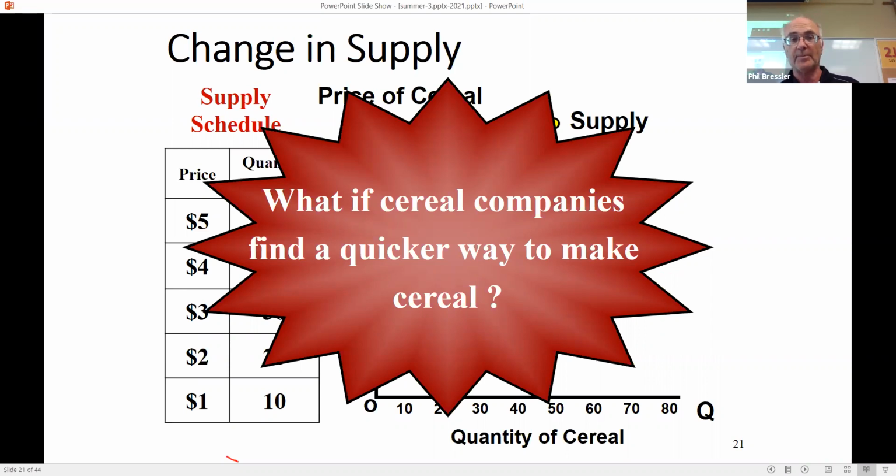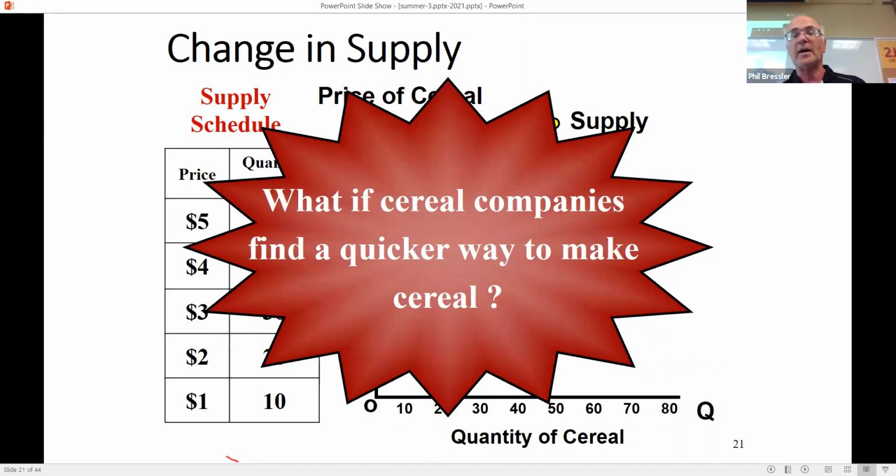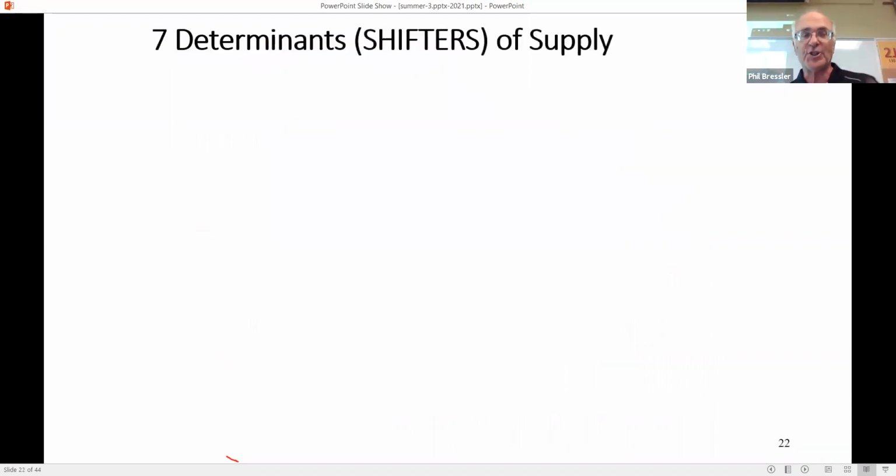What if cereal companies find a quicker way? That would shift supply right. Now I'm giving you the 7 shifters of supply, the only things that could shift supply. I think of this as rat nest.